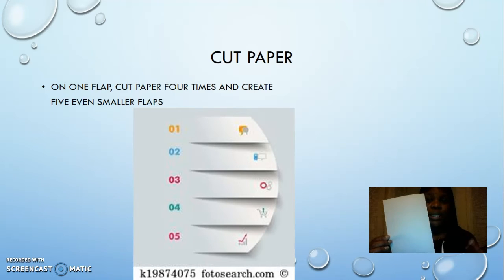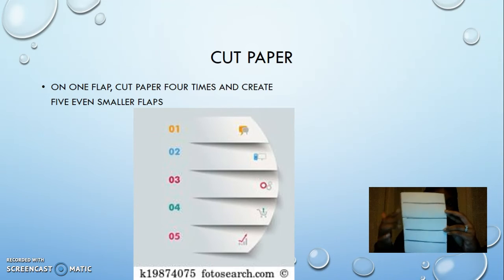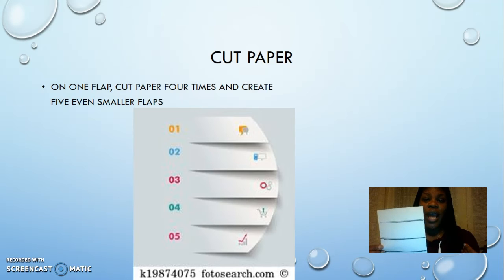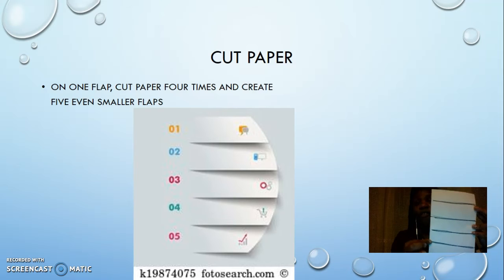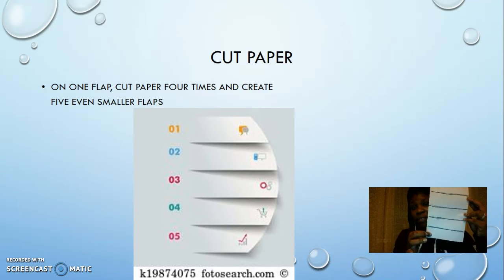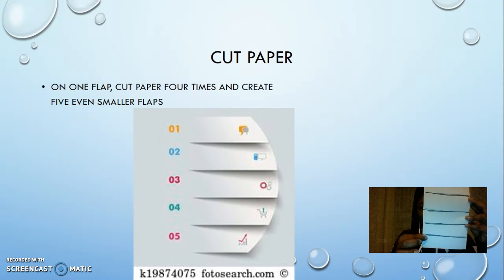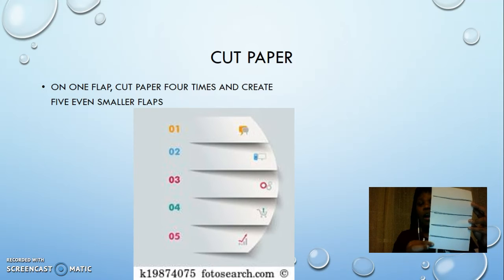Now, once you fold it, we need to cut it. For the sake of this demonstration, I'm not going to cut it quite yet because I want you to be able to see what you're going to do. But I did draw lines on each place you're going to cut it. You're going to make 4 cuts and you're going to have 5 flaps. Let me explain. 1, 2, 3, 4 cuts. 1, 2, 3, 4, 5 flaps. Do that again. 1, 2, 3, 4 cuts. 1, 2, 3, 4, 5 flaps.